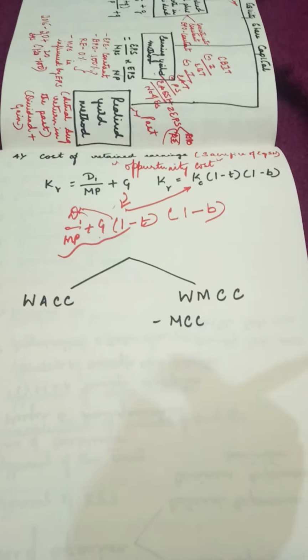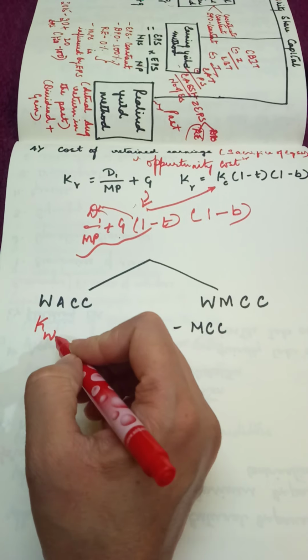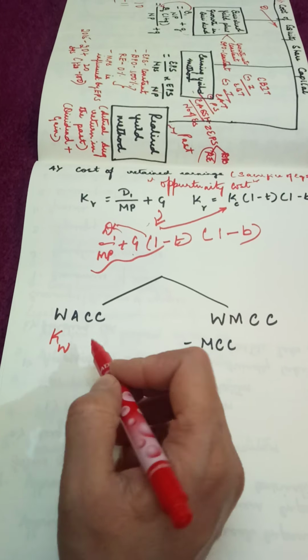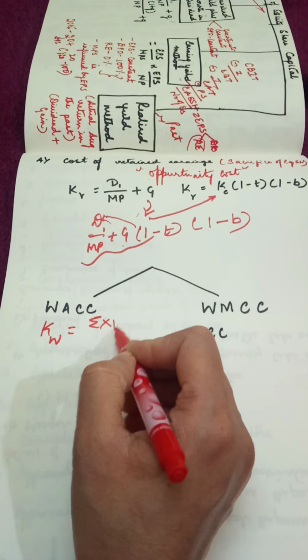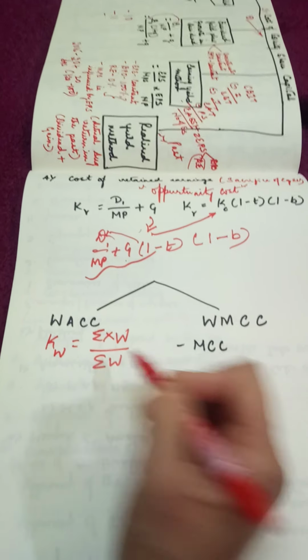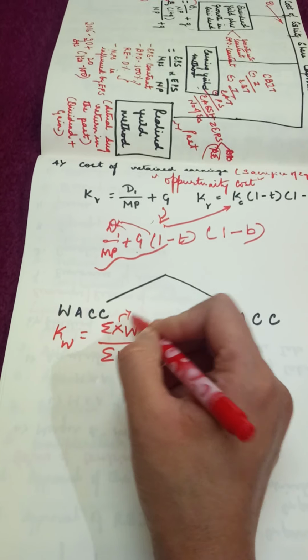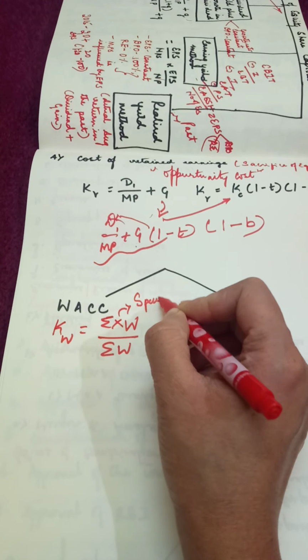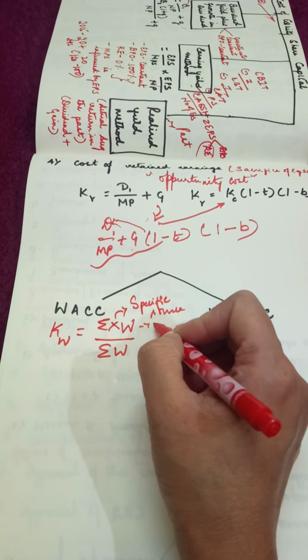And how do we compute it? It is computed like this: K subscript W, that is weighted average cost of capital, equals sigma XW divided by sigma W. What is X here? It is cost of specific source of capital, and what is W? It is your weights.